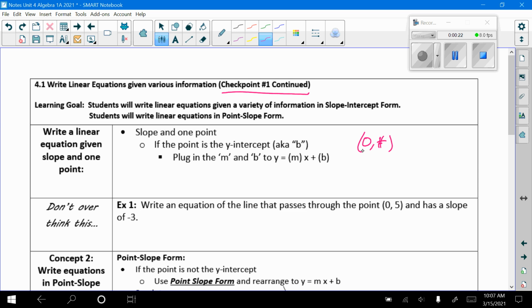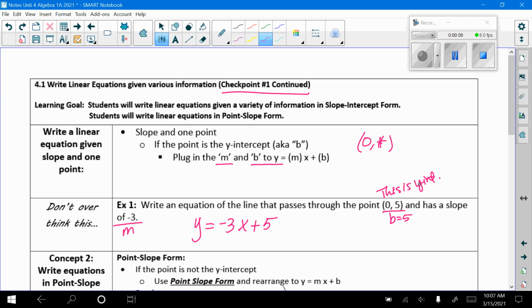Keep it simple. Okay, we just plug in. We have the slope, we have the y-intercept given to us, we just plug it in. Y equals mx plus b. So don't overthink it. So like this one, don't overthink it. I'm giving you this, b is 5 because it's 0, something. So this is the y-intercept. And the slope of -3, that's your m, so y equals -3x plus 5. Done.